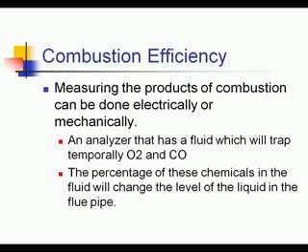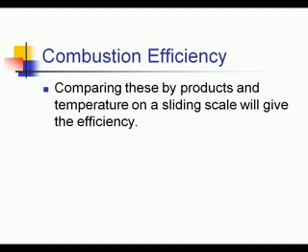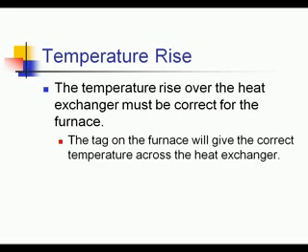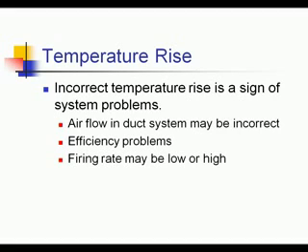Combustion efficiency is measured by measuring the products of combustion and the flue temperature. The percentage of oxygen and carbon monoxide that should be present at the flue temperature is known. Measuring the products of combustion can be done electronically or mechanically. An analyzer uses a fluid which will temporarily trap oxygen and carbon monoxide. The percentage of these chemicals in the fluid will change the level of liquid in the fluid pipe. Comparing these byproducts and temperatures on a sliding scale will give you the efficiency.